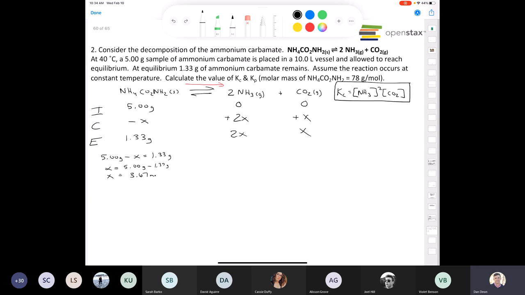No, 3.67. Sorry, you guys. 3.67 grams. I want to convert that to the number of moles. I'm given the molar mass of my ammonium carbamate. So divided by 78 grams per mole. I get 3.67 divided by 78 is equal to 0.0471 moles. I'm going to add an extra sig fig here.